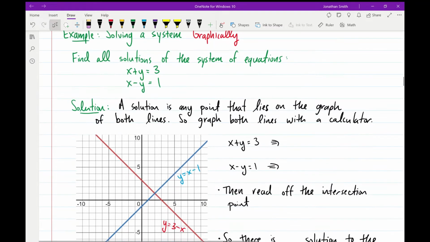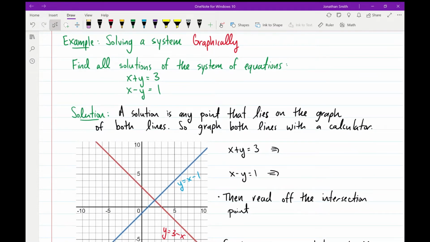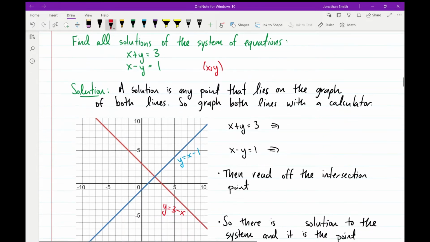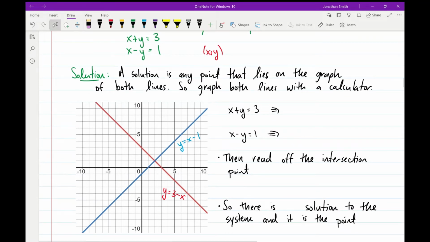So we want to find all the solutions of the system of equations given by x plus y is equal to 3, and then the other equation is x minus y is equal to 1. So again, we want to find all ordered pairs x, y that make both of these equations true at the same time. So the way that we can find the solution graphically is by taking both of our linear equations and graphing them with whatever computer system you want.